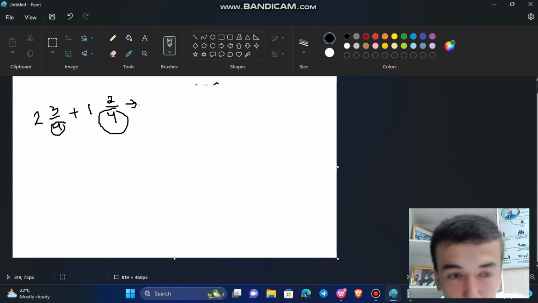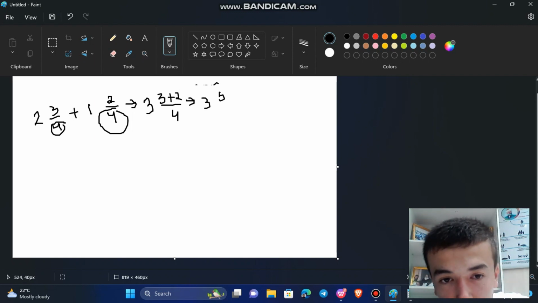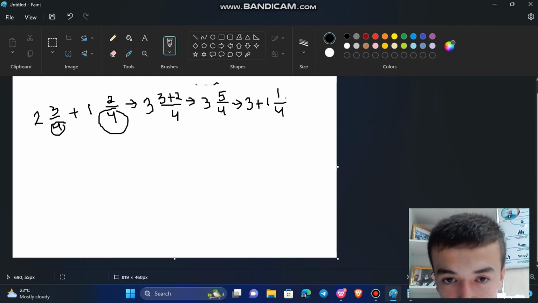So the answer is 2 plus 1 is equal to 3. Denominator doesn't change. The numerator 3 plus 2, 3 5/4. So we can see that it's a mixed number. We need to simplify this also. So 5 can be divided by 4, we know, and the whole number is 1. 3 plus 1, and the remainder is 1 also. 3 plus 1 is equal to 4, and 1/4. 1 is remainder here.